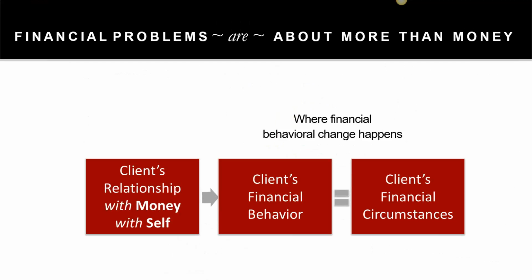That's because financial problems are about so much more than money. If you look at this equation, you see that it all begins with our client's relationship with money and his or her relationship with him or herself, because that relationship determines our client's financial behavior. And behavior is represented by how we earn, spend, save, share, and borrow. It's as simple and as complicated as that, in that our financial behavior actually determines our financial circumstances. So right there is where the magic happens.